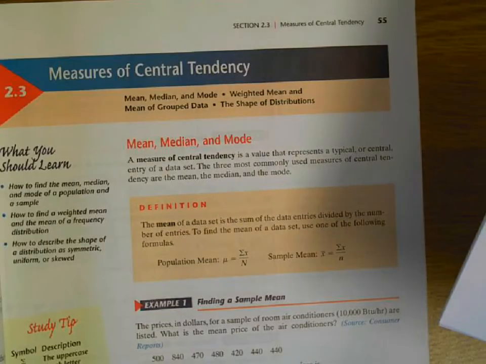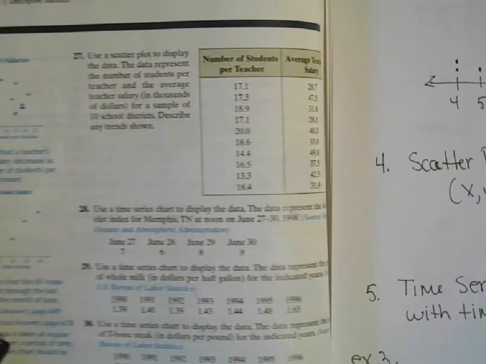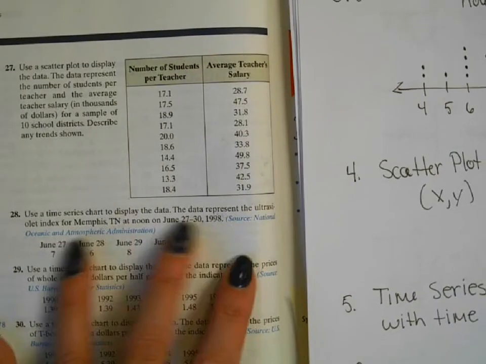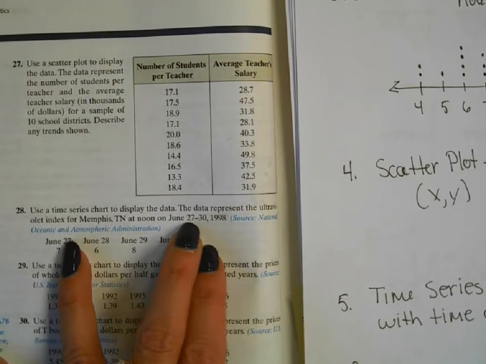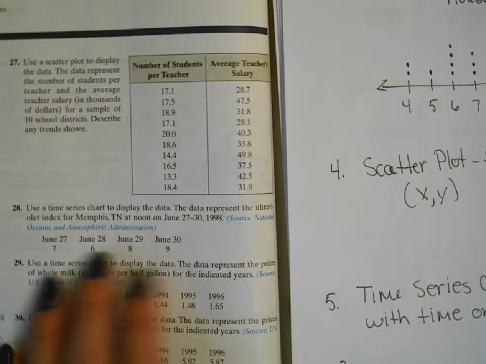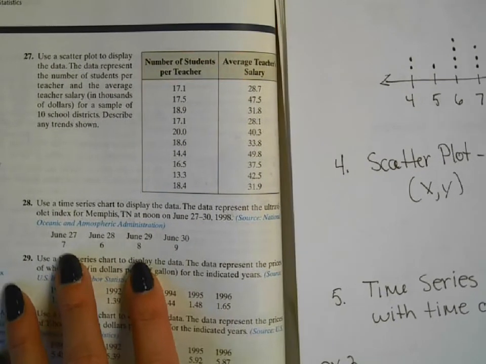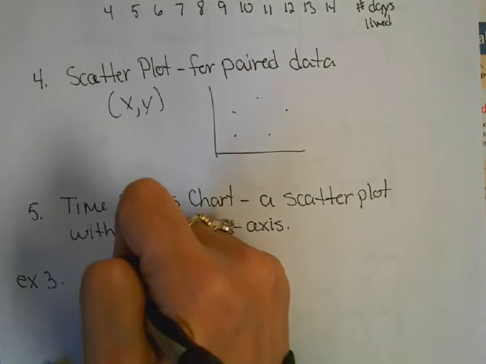Number 28. So it says use a time series chart to display the data. The data represent the ultraviolet index for Memphis, Tennessee at noon from June 27th through the 30th, 1998. So it's a 4-day time series, and then the UV index. I don't know what those numbers mean, but we'll make a little time series chart. So, scatter plot.